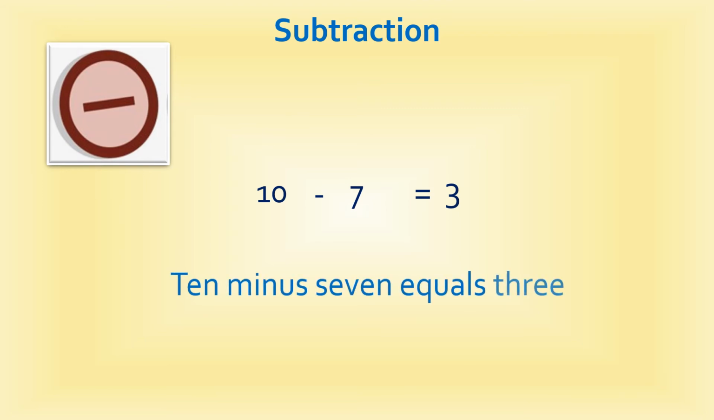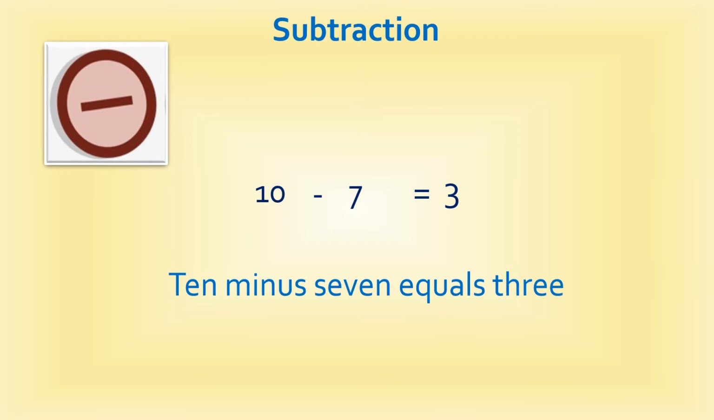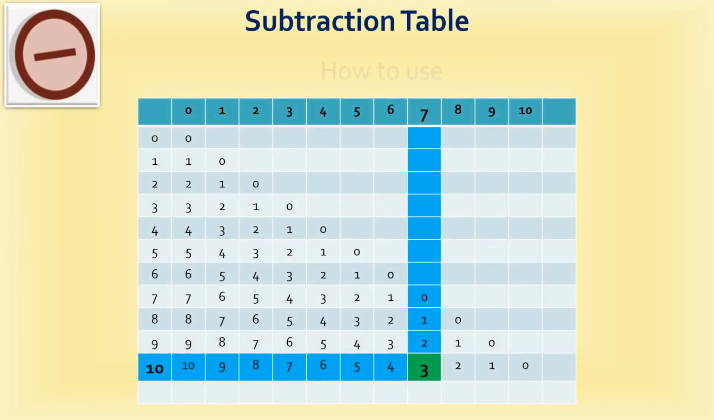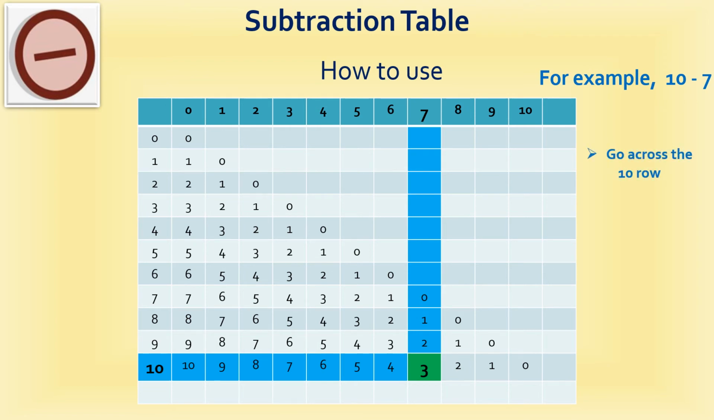In numerals. 10 minus 7 is equal to 3 with words. 10 minus 7 is equal to 3. To use the subtraction table, for example, 10 minus 7, go across the 10 row, go down the 7 column, you have your answer 3.